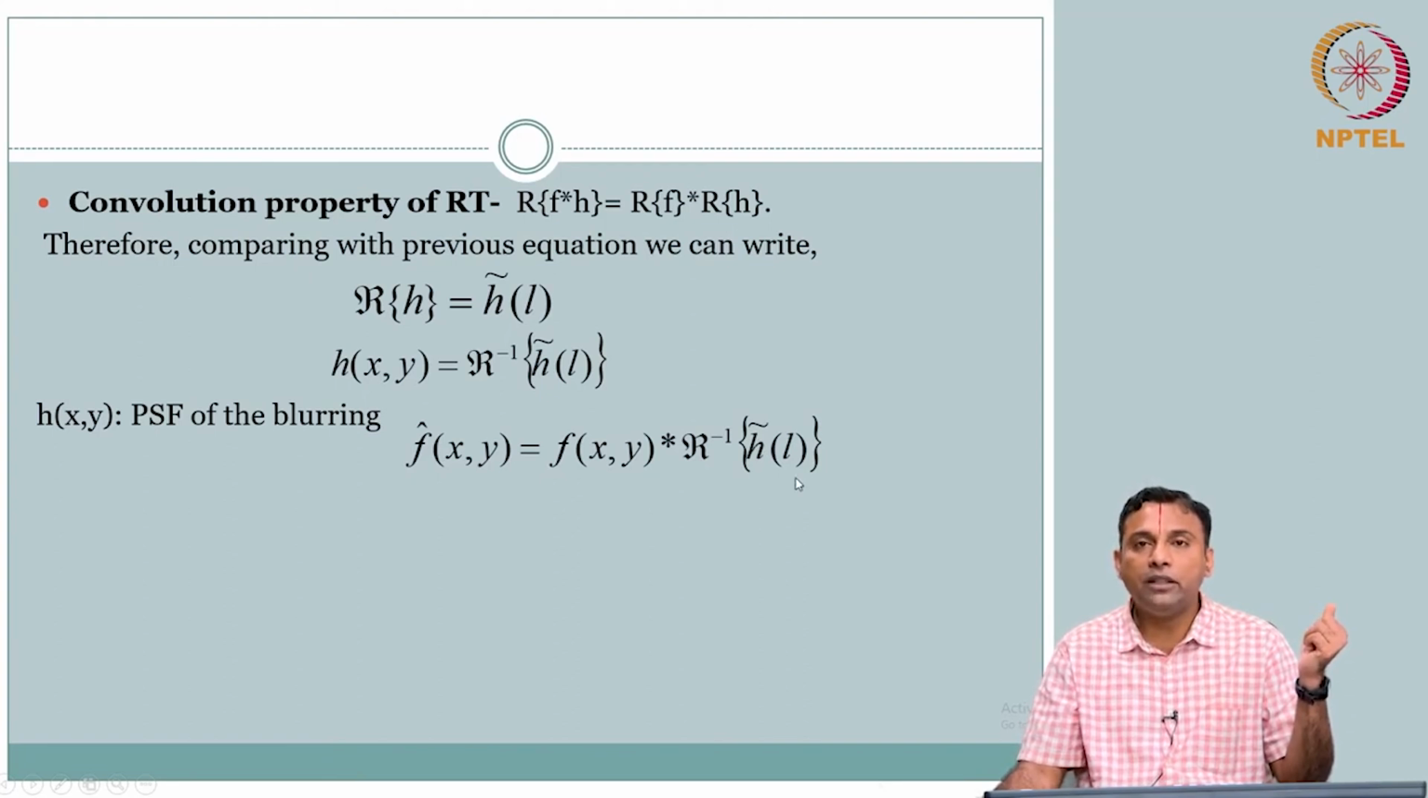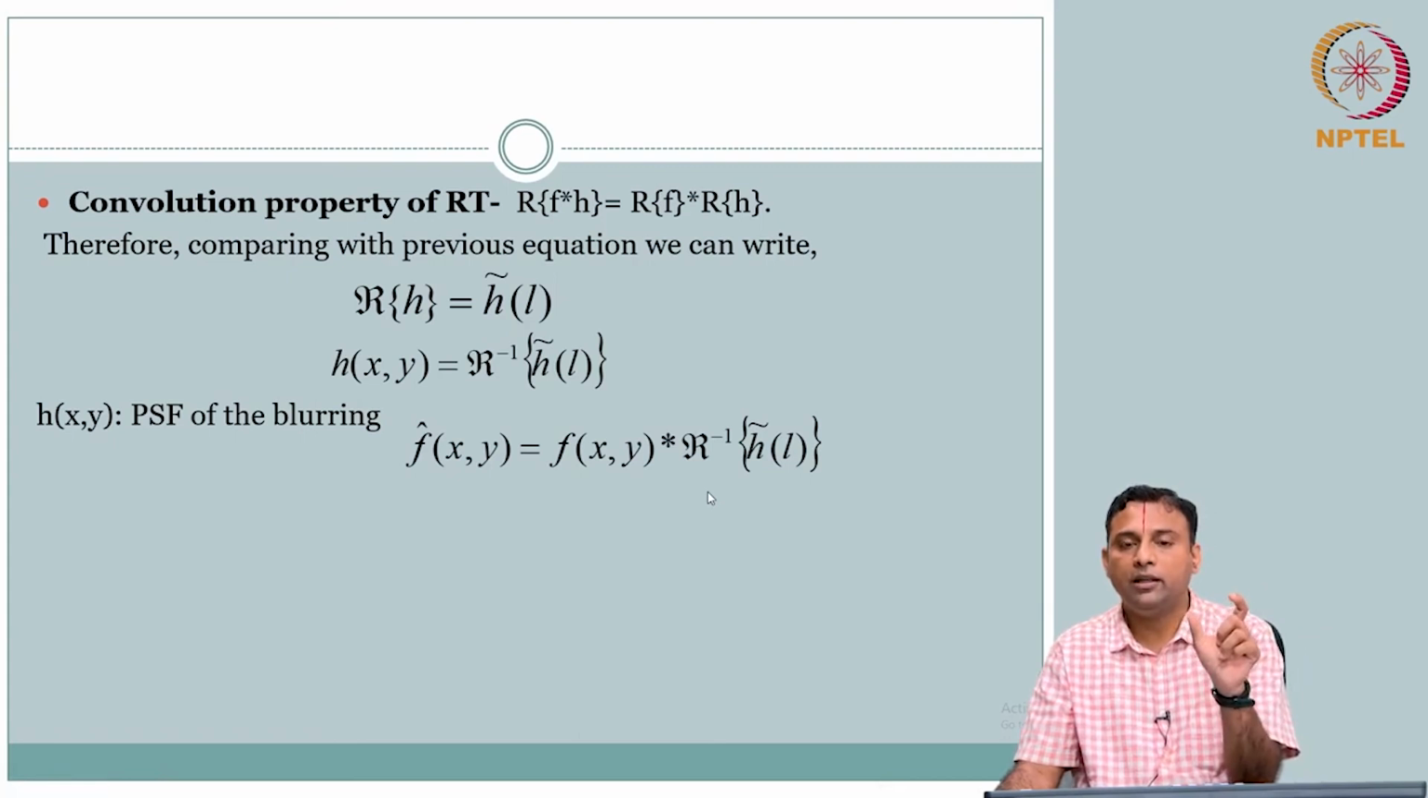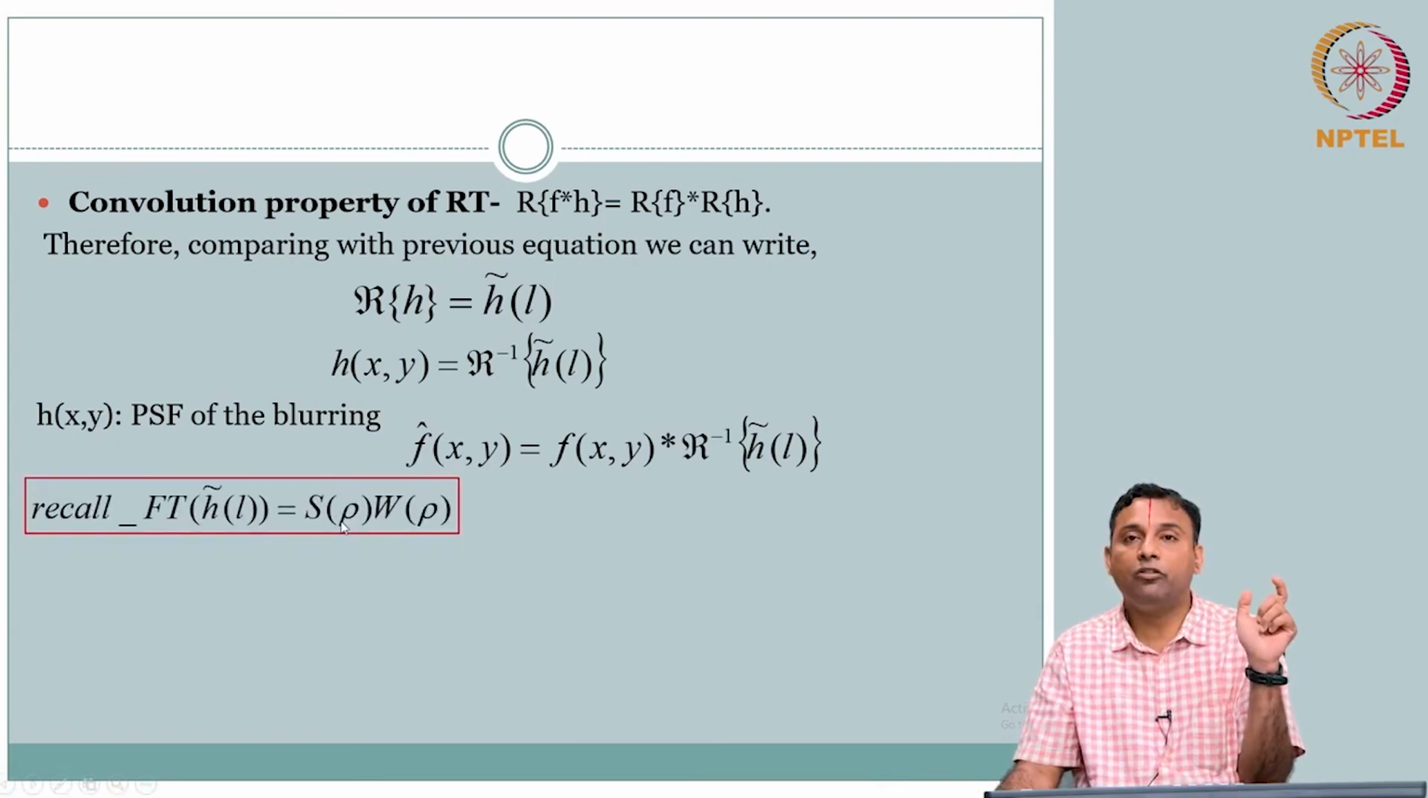Okay, how do we compute this? We actually know something more about this h of L. What is that h of L? I know that the Fourier transform of this h of L is what we wrote already, right? The Fourier transform of that h of L is your detector function multiplied with the window function. This is what you know about this.